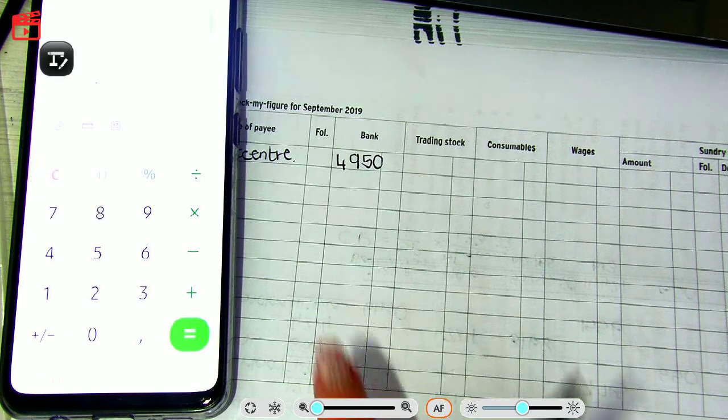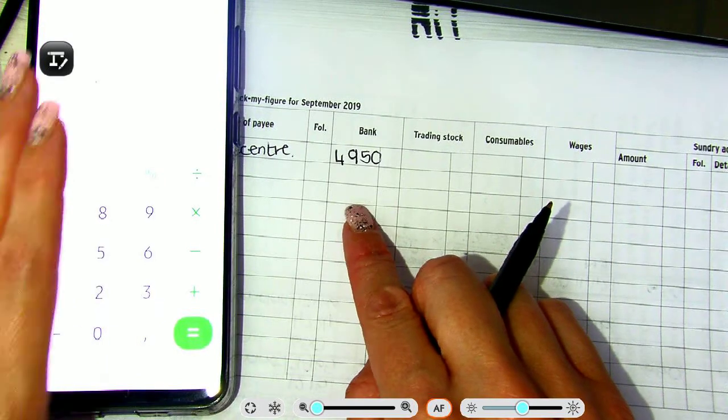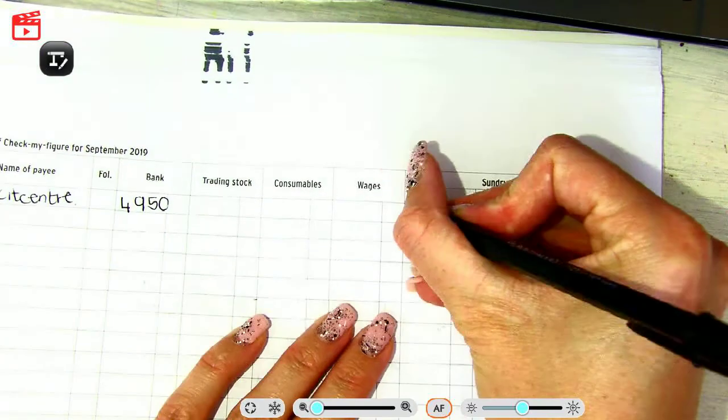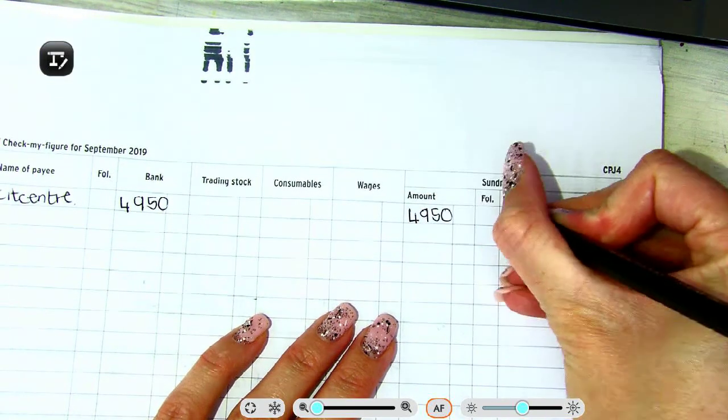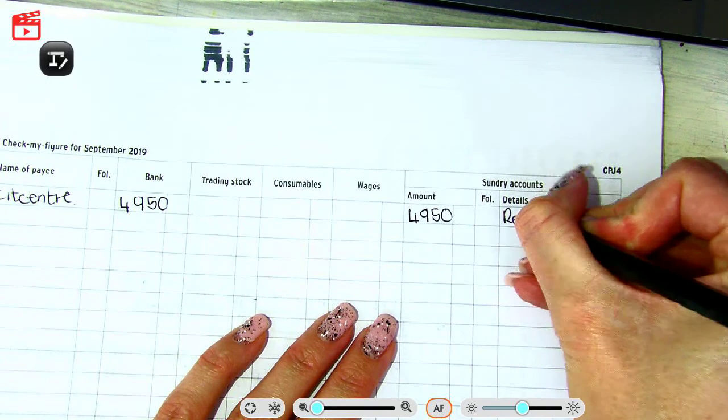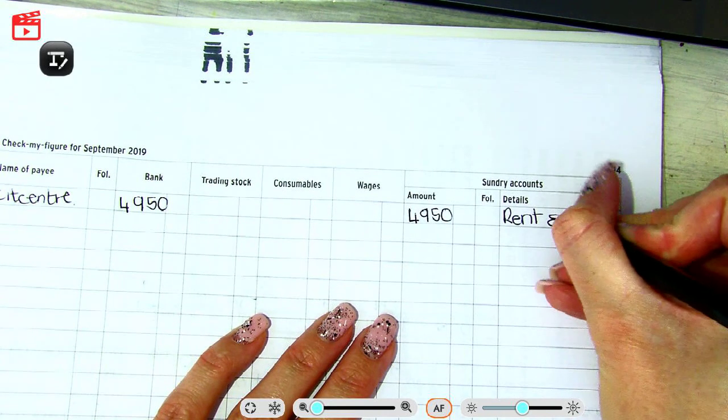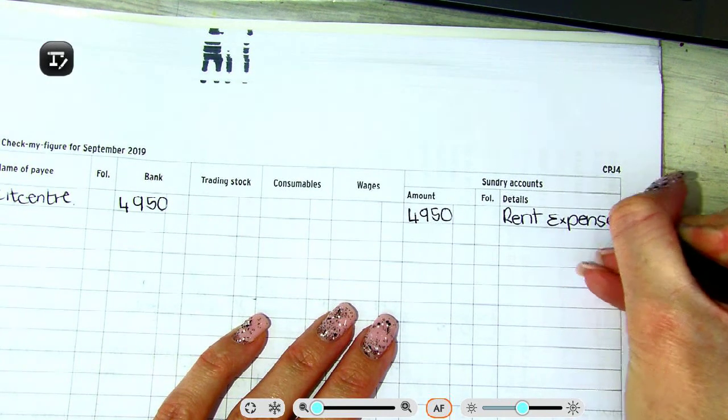Okay, 4,950, and that is going to go into sundries as what, grade 9s? Rent, what? Expense. Okay, please make sure that you write rent expense and not just rental.